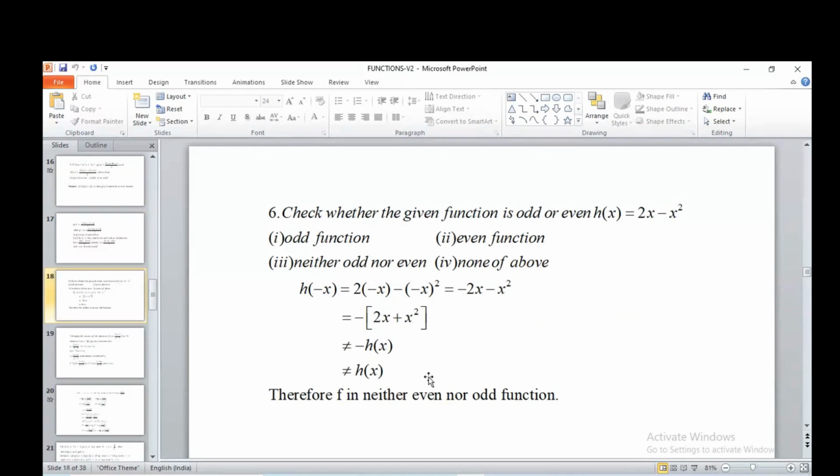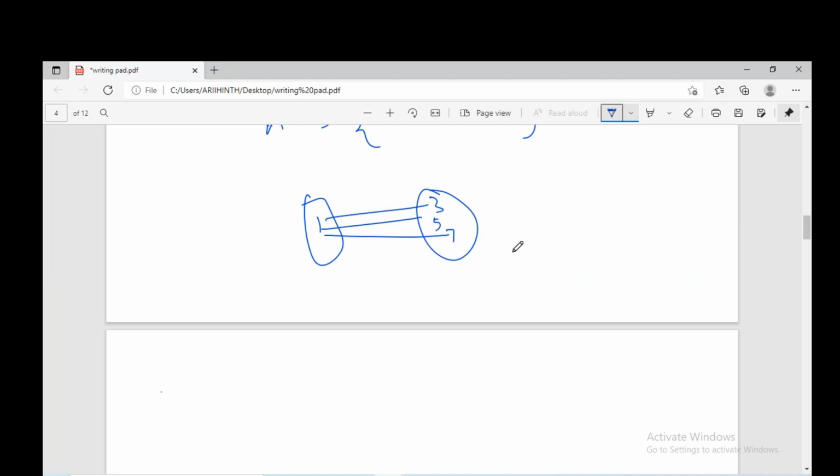Okay, right. Check whether the given function is odd or even. h of x is equal to 2x minus x square.